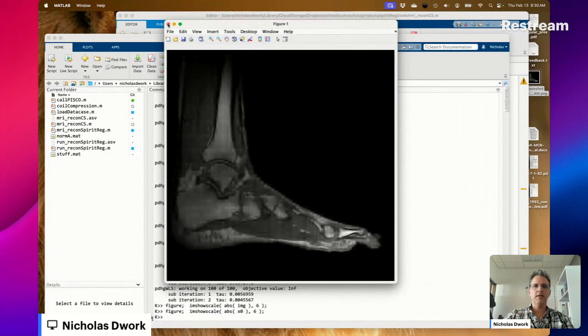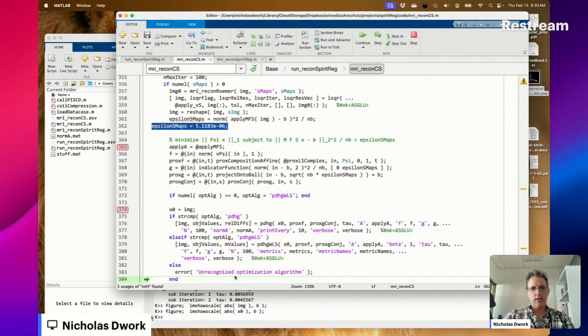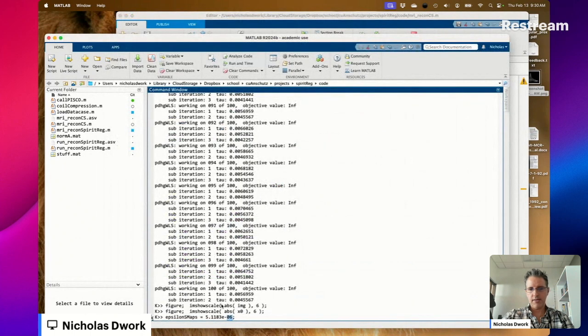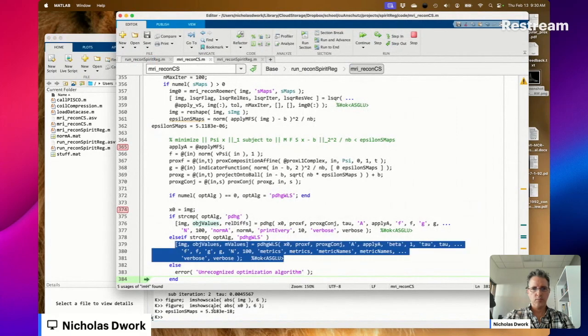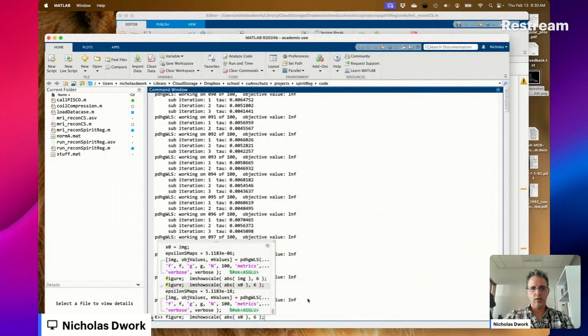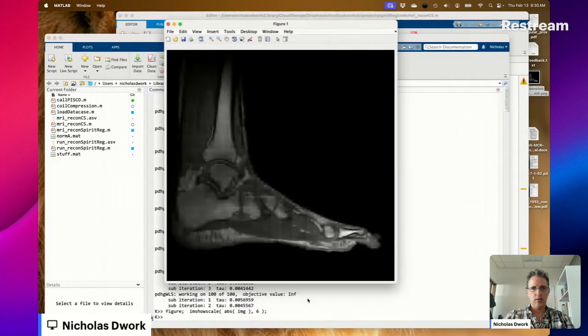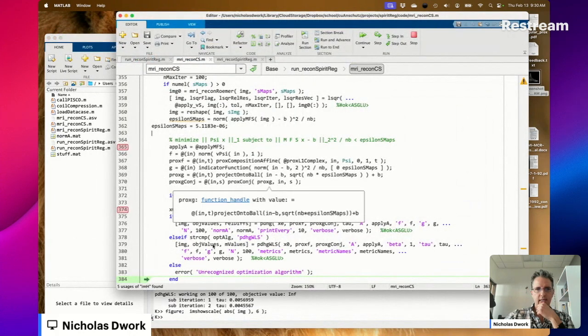They're the same. Changing from 1 times 10 to the negative 6 to 1 times 10 to the negative 9 does nothing. What about 5 times 10 to the negative 18? Epsilon S maps is not changing anything.